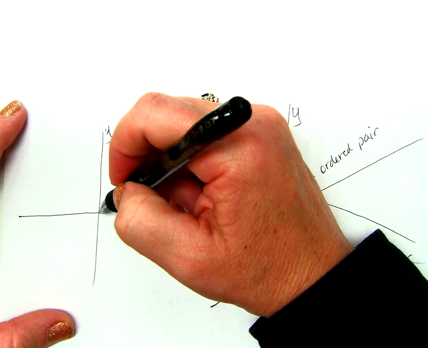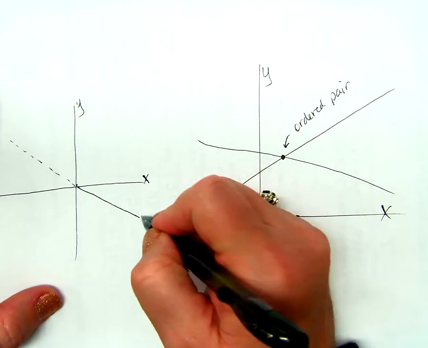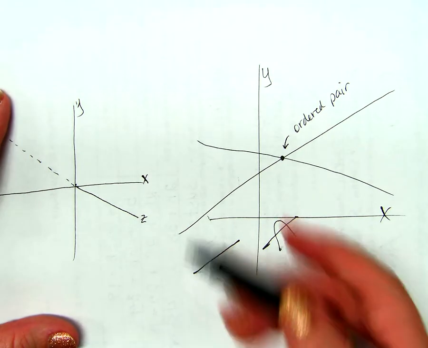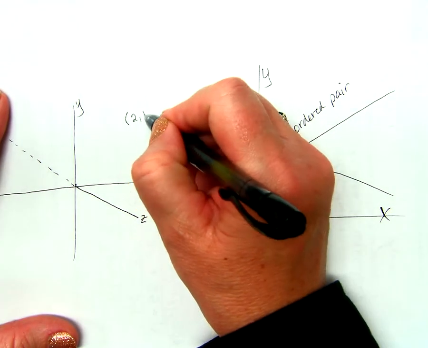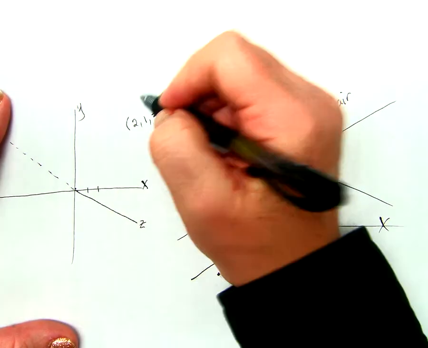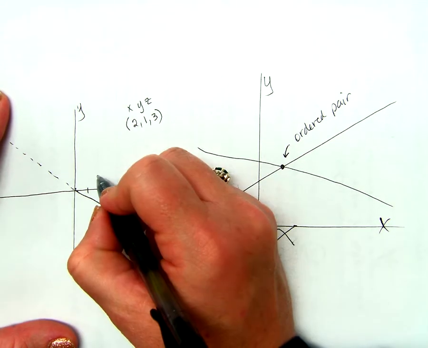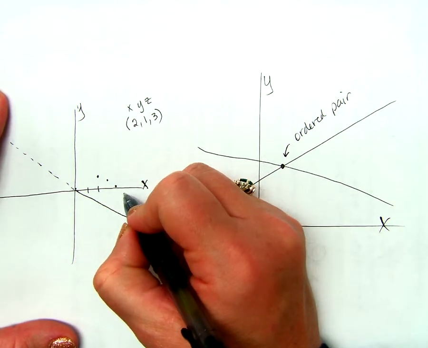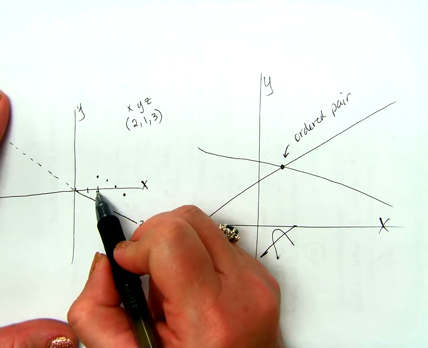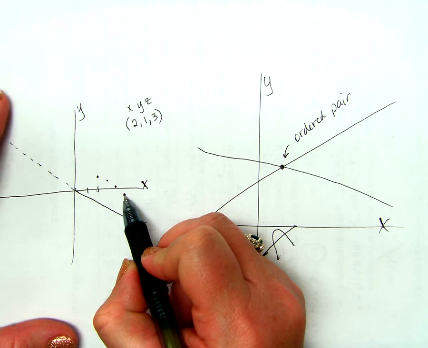Now, can you see the 3 dimensions? Here's the z-axis. See how it's coming out of the paper? So if I'm going to plot the point 2, 1, 3, I would go over 2, because it's alphabetical, right? X, Y, Z. I would go over 2, up 1, and then out 3. Did you see it happen? Over 2, up 1, and then out 3. Crazy, huh?